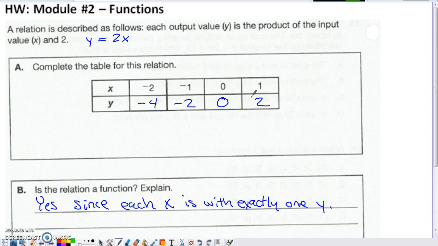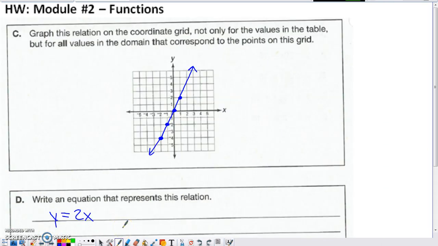I mean, check out your table. Is each x matched with exactly one y? Yeah, this is only an x one time, one time, one time, one time. Yeah, each x is matched with exactly one y. This is definitely going to end up being a function. There are two more pieces to this. Part C asks us to graph the relation in the coordinate grid, not only for the values in the table, but for all values in the domain that correspond to the points on this grid.